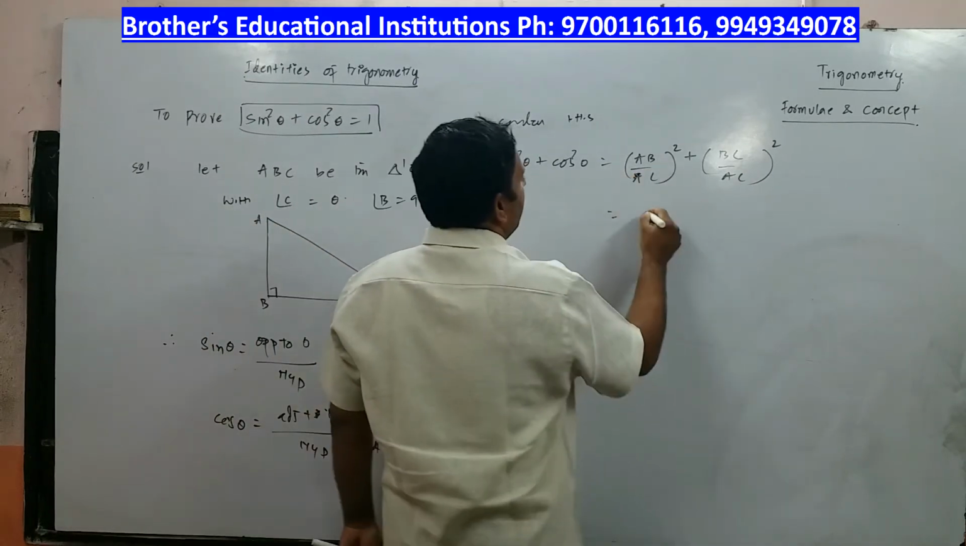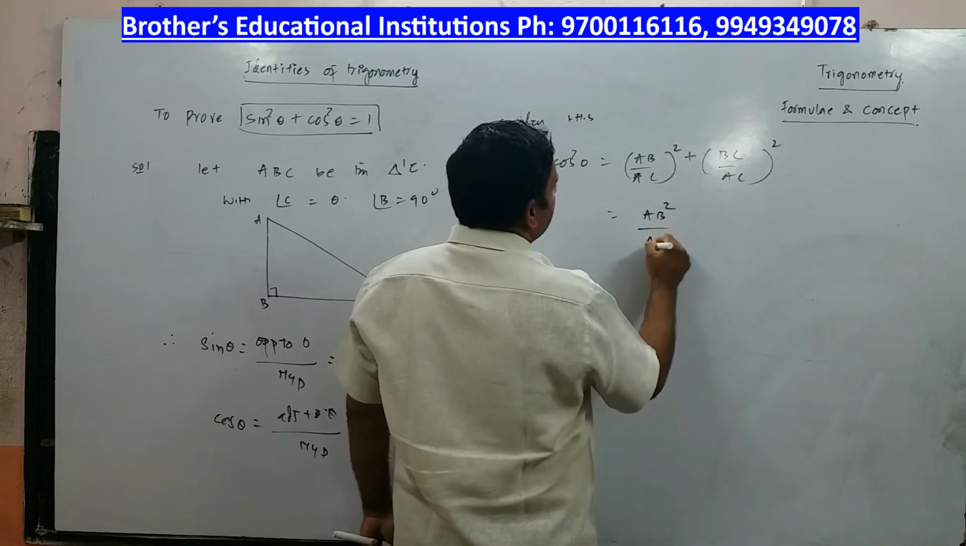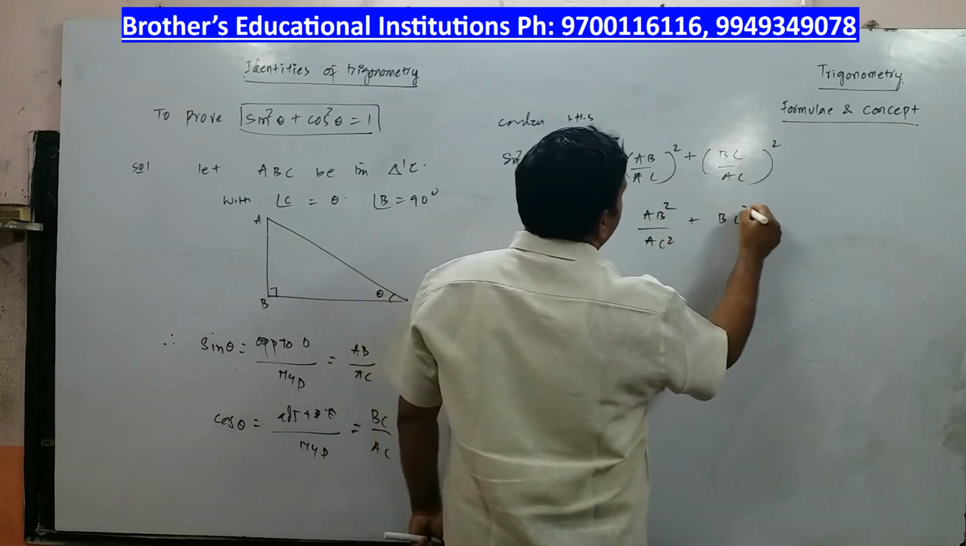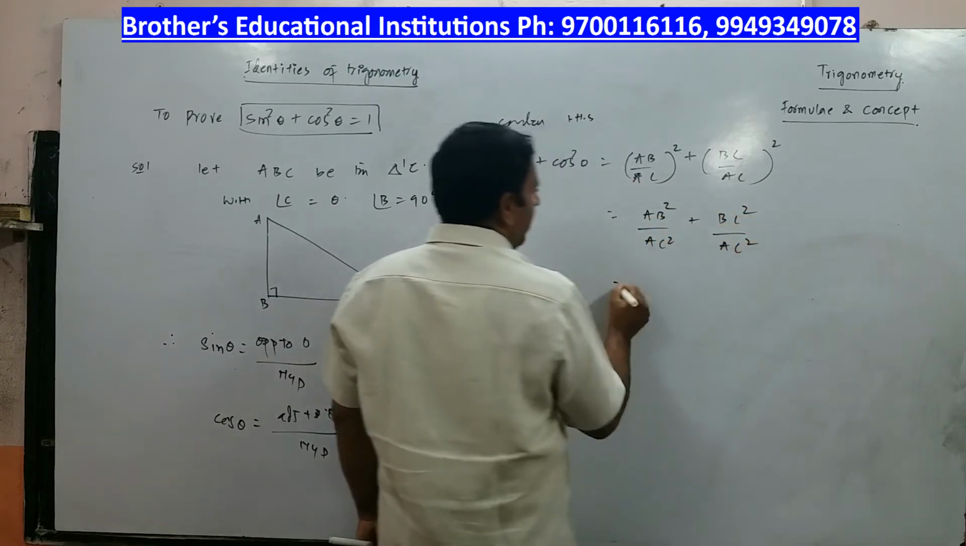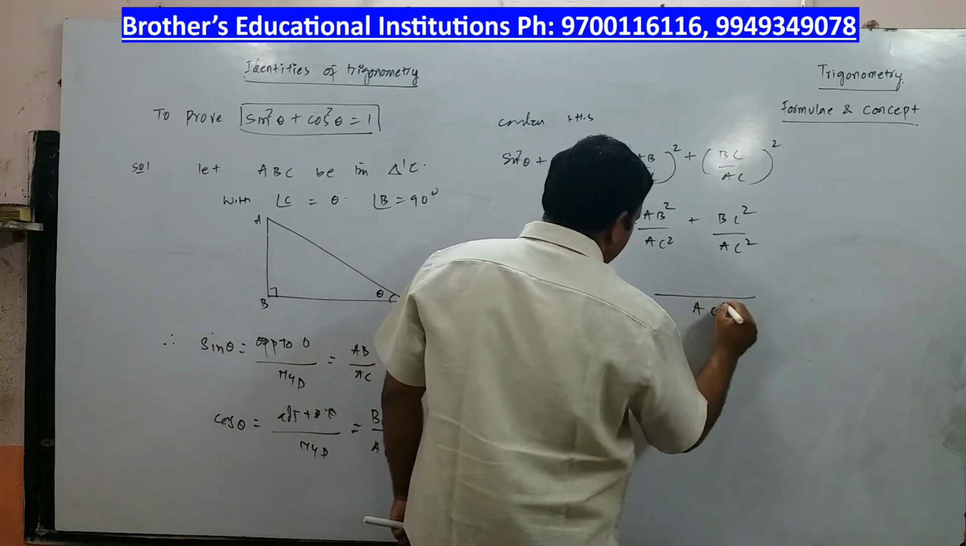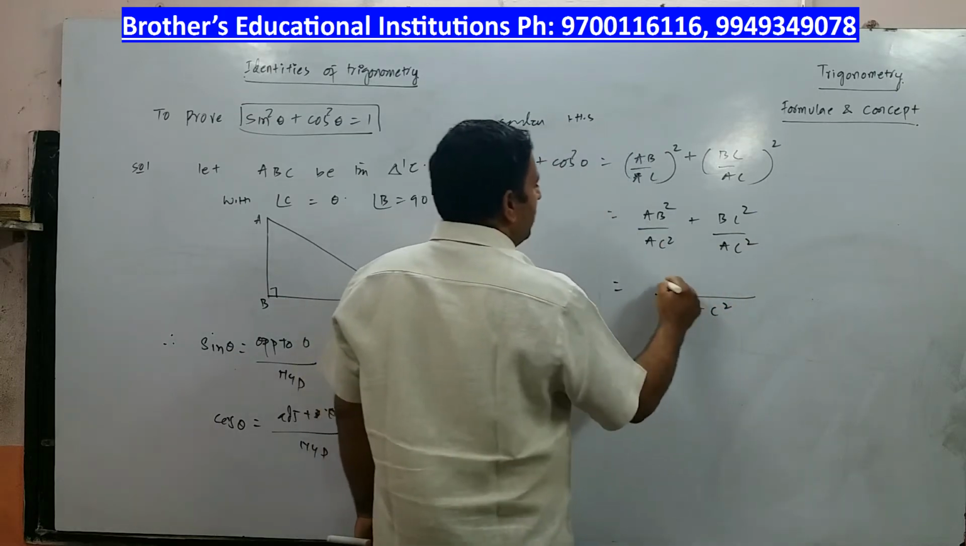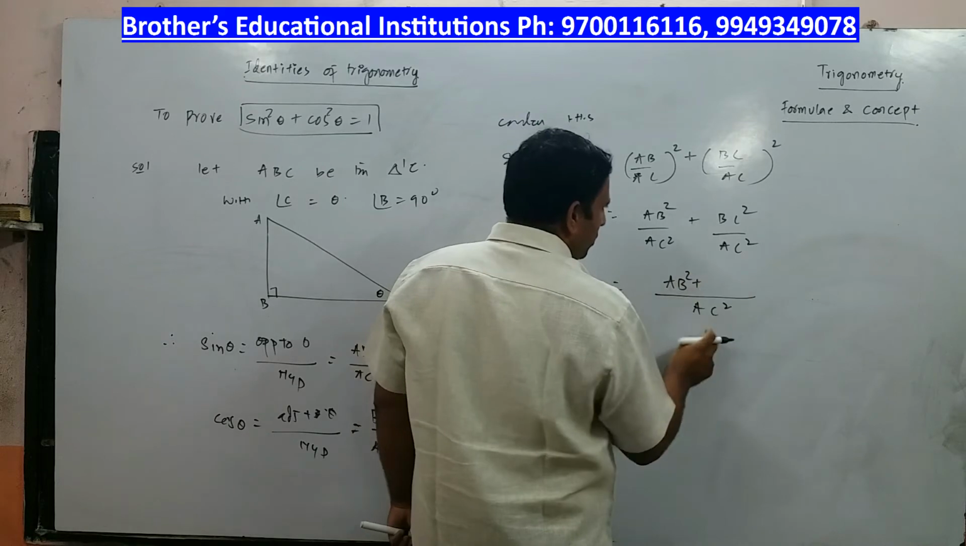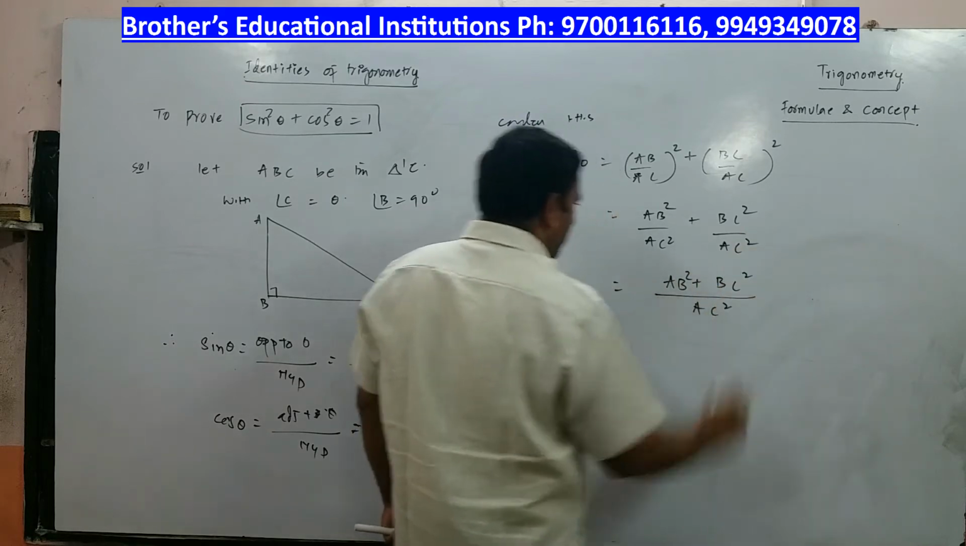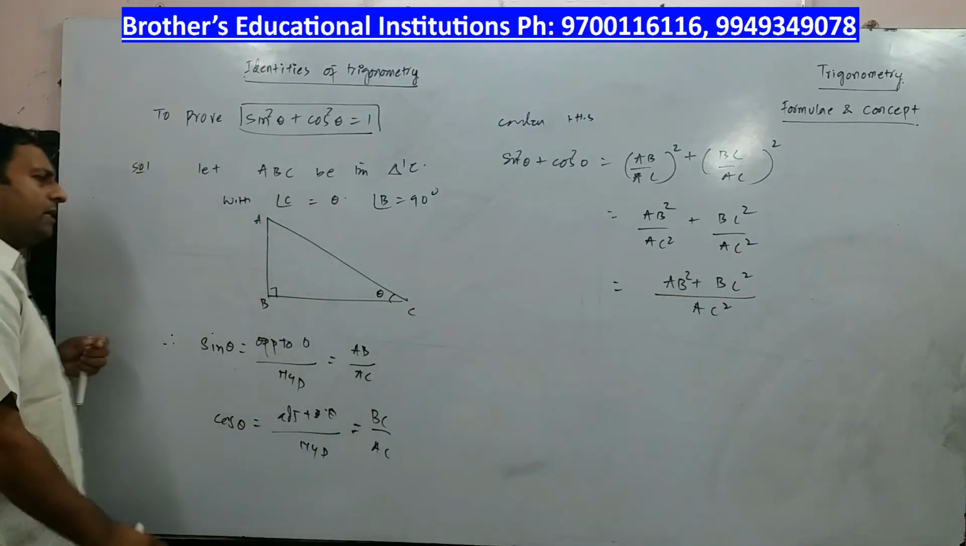Now what will happen? It is AB square by AC square plus BC square by AC square. Now what is the LCM? LCM is AC square. It goes one time, and then you have AB square, AC goes one time, you have BC square. Now children, what kind of triangle is this? It's a right angle triangle.